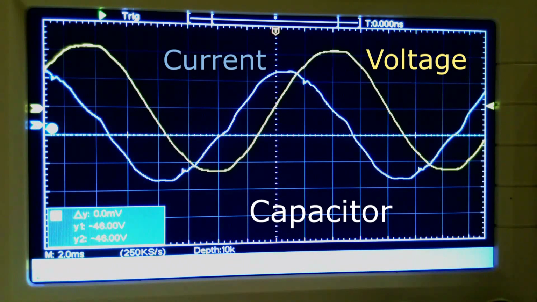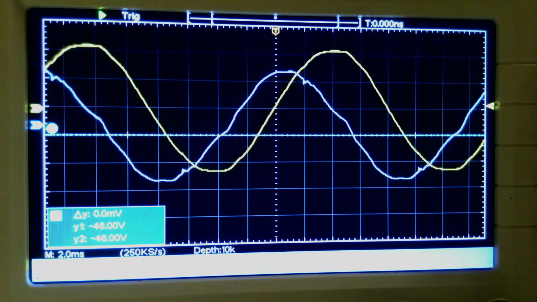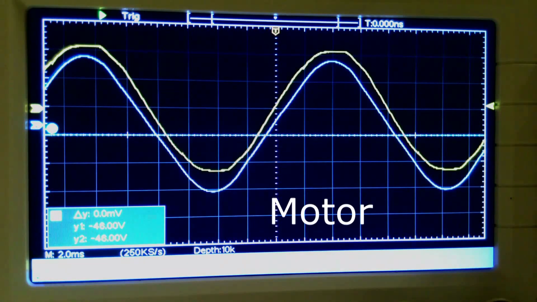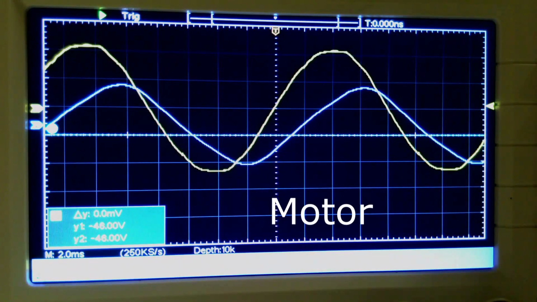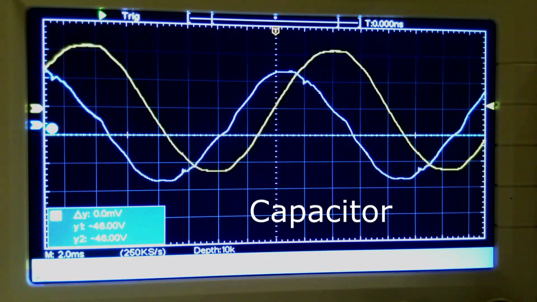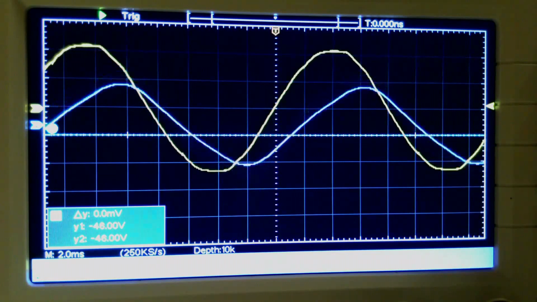And now if I bring the motor back into the circuit, you see with both the motor and the capacitor in the circuit, again the current and the voltage peak together. So the capacitive reactance from the capacitor is offsetting the inductive reactance from the motor. Here's just the motor. And here's just the capacitor, and here's both the motor and the capacitor.